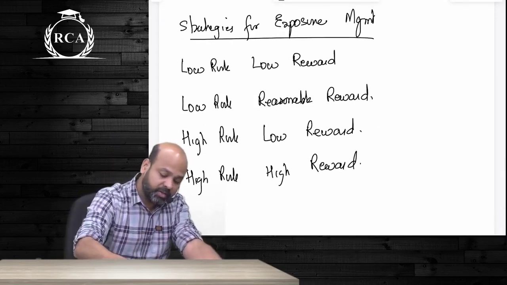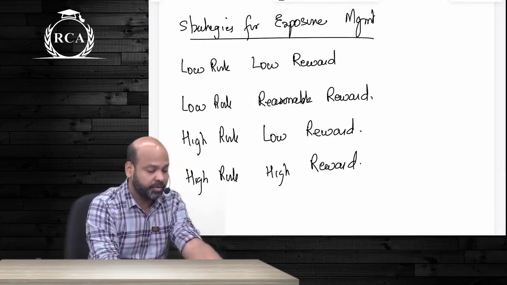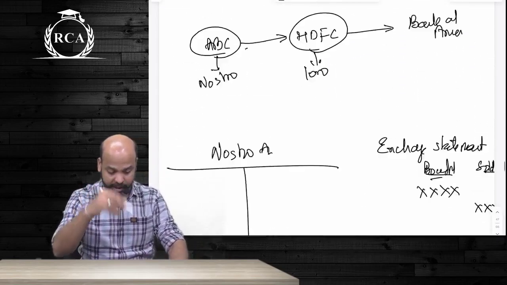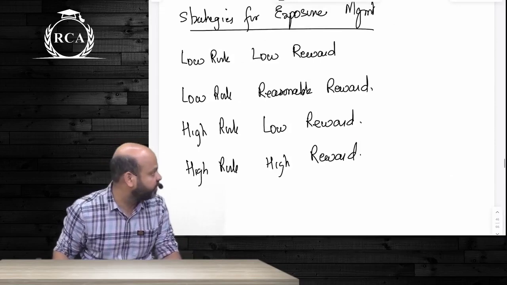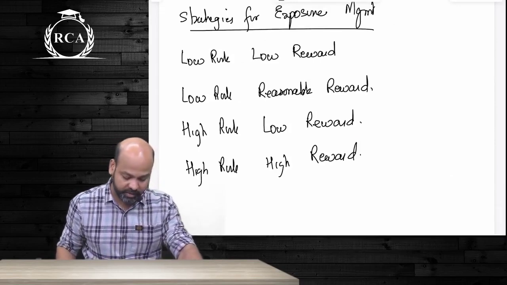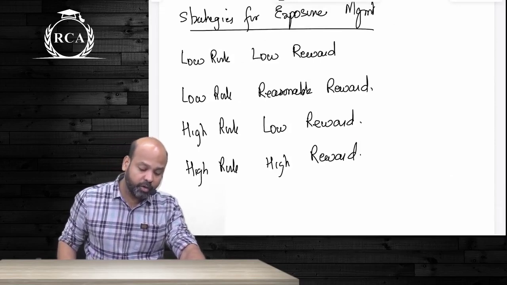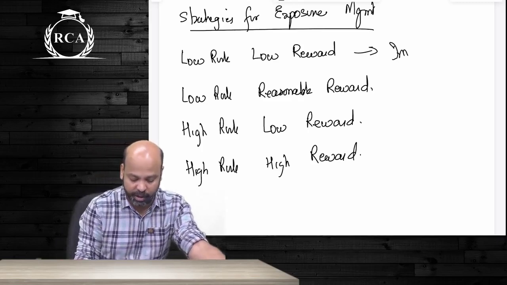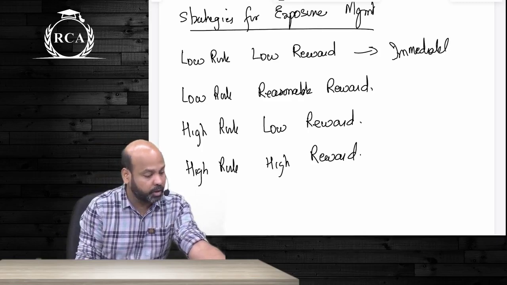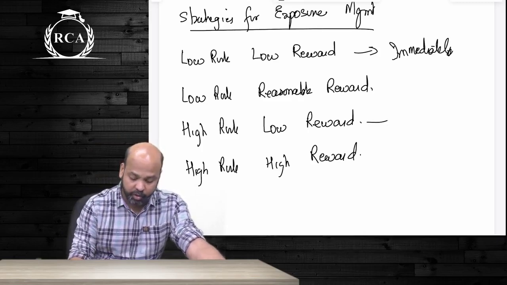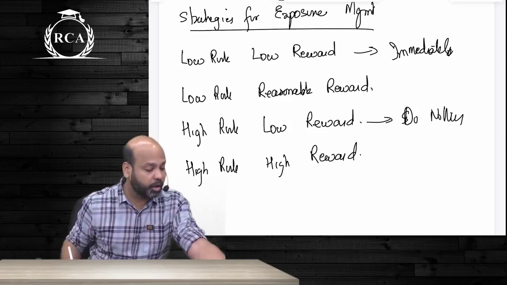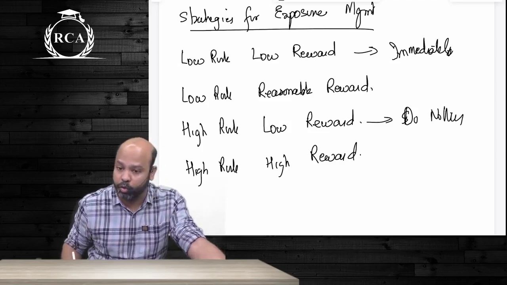After this, beta, we did strategies for exposure management. There were 4 categories. I asked you to form that matrix: low risk, low reward; low risk, reasonable reward; high risk, low reward; and high risk, high reward. Low risk, low reward is where you enter into a hedging transaction as soon as you enter into a transaction. High risk, low reward, beta, is do nothing, where you are not doing anything.